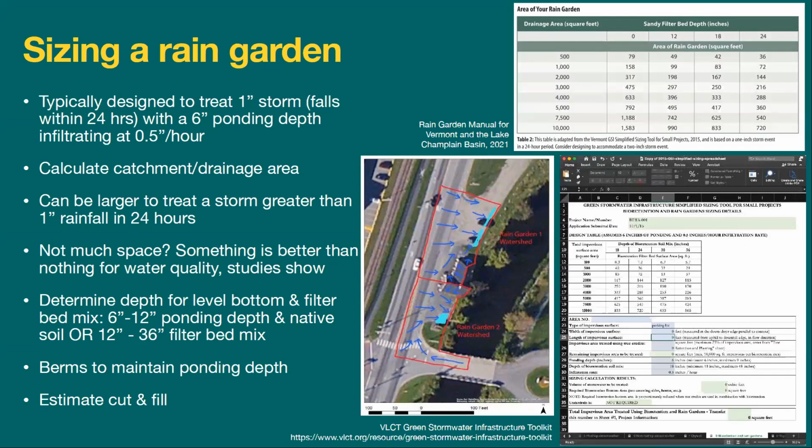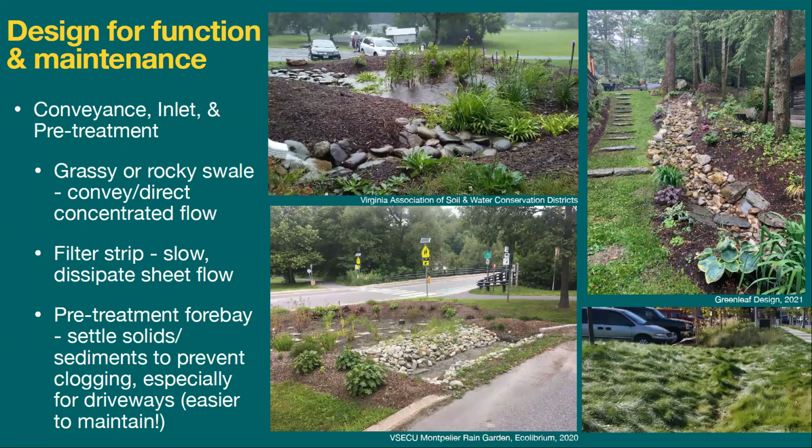And if you can size the rain garden even bigger to treat the 2-inch storm, that's awesome. But a lot of studies have shown that something is better than nothing. So even if it's undersized, it's still doing something. It's filtering at least all your small storms that are a half inch or less. It's still better than nothing. And you want about 6 to 12 inch ponding depth and maybe 1 to 3 feet of that sandy soil filter media mix. And we're going to keep on moving here. So this is where we get into more of the designing for function and maintenance that we started to get into.